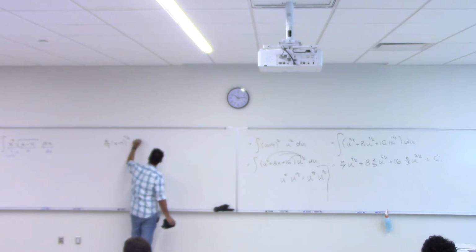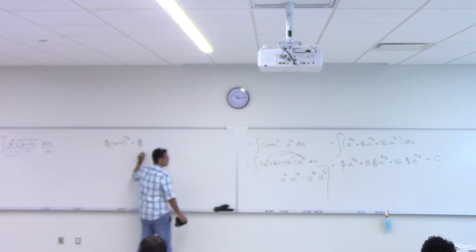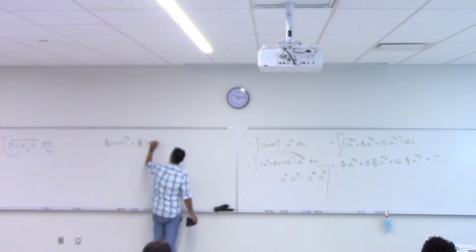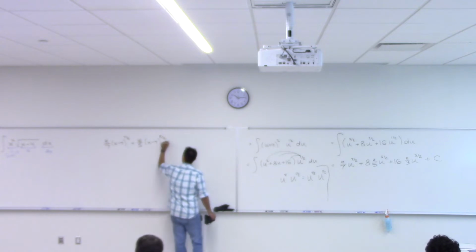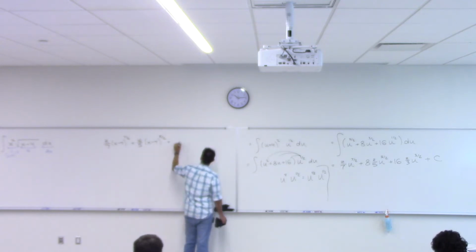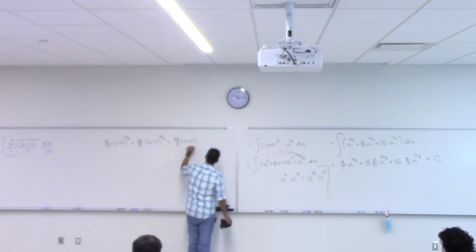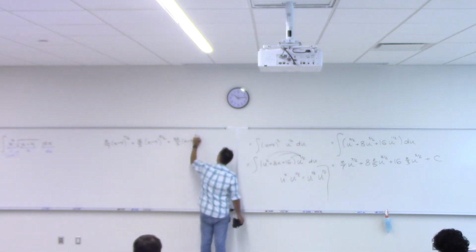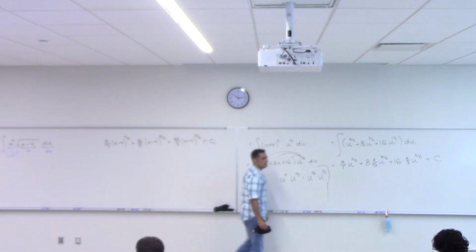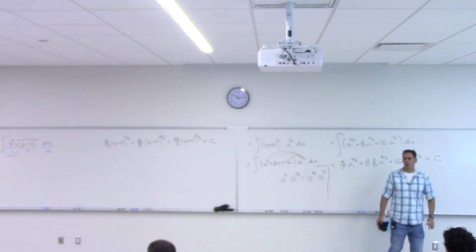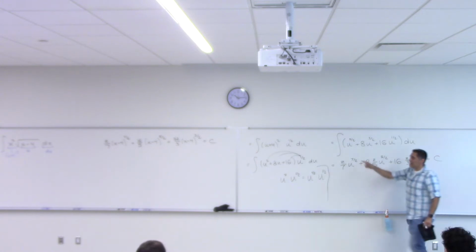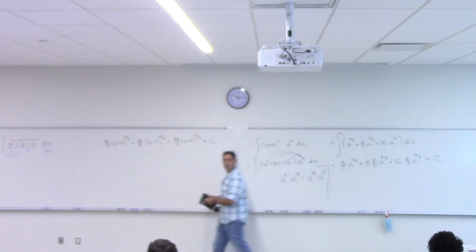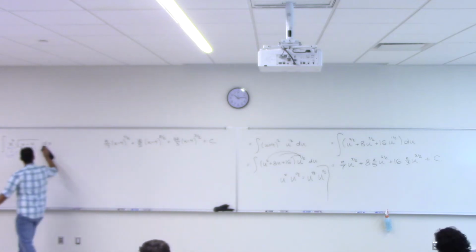Plus 16 over 5, x minus 4 to the 5 halves, my goodness, plus 32 thirds x minus 4 to the 3 halves plus c. So I just replace all my u's with x minus 4, and I also just put these fractions together, right? That's the antiderivative. Wow. Isn't that kind of a wow?